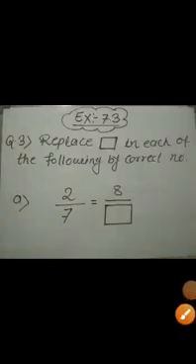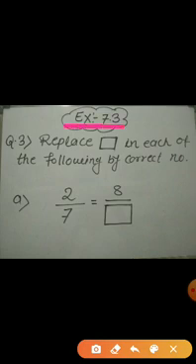Students, in this video I am going to explain you question number 3 and 4 of exercise 7.3. Question number 3 is, replace the square in each of the following by the correct number. Look at the first example. Here you can see the fraction 2 by 7 is equal to, in the second fraction, numerator is given and denominator is missing, right? Now to find out the missing number, let us find out the relation between numerator first.